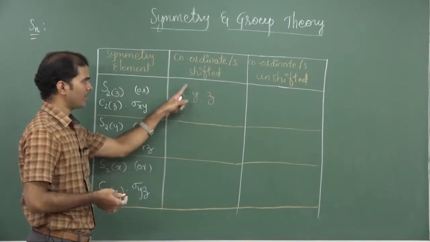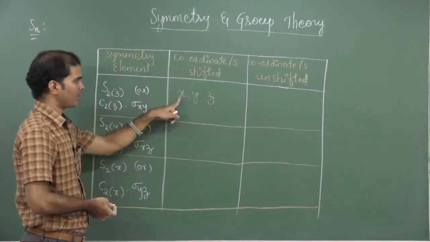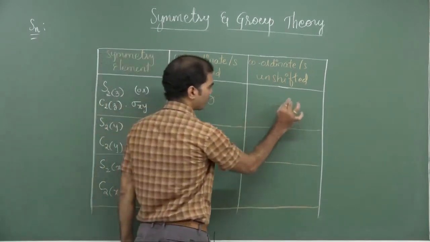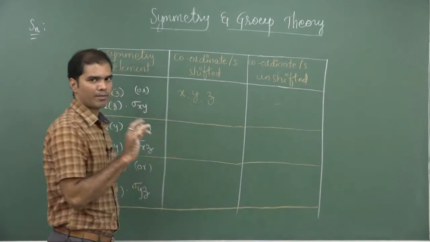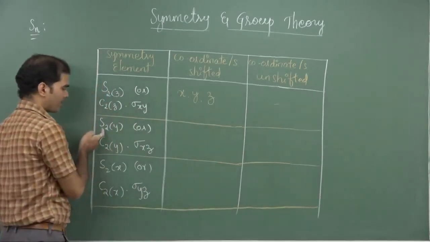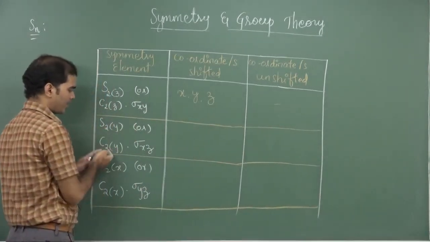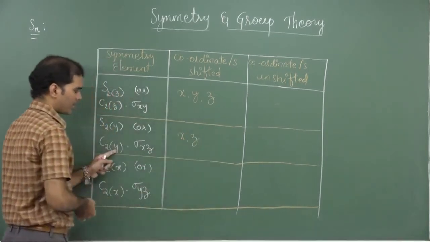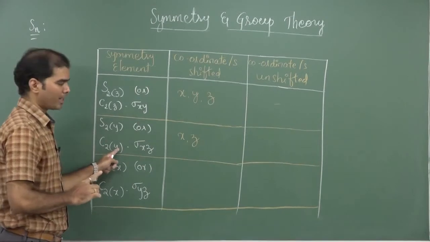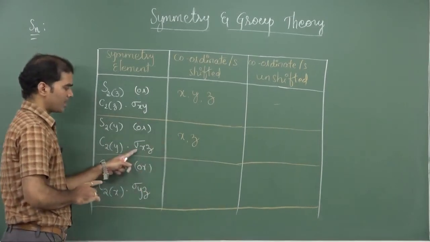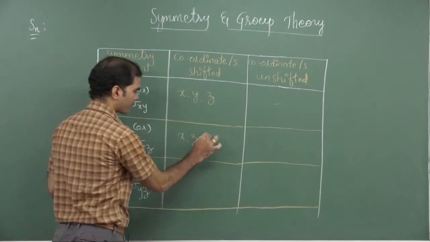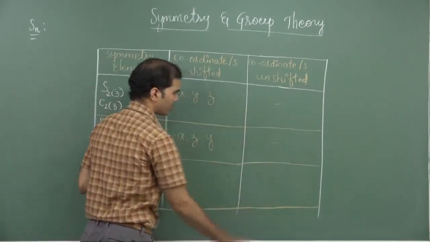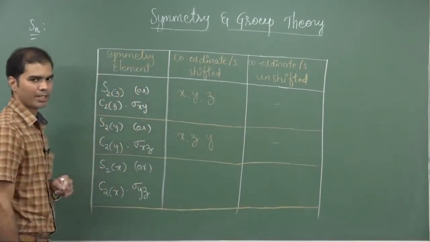We need not represent it. We are simply saying which coordinate is being shifted, those coordinates are being represented. Okay. So which is unshifted? Every coordinate will shift whenever you perform an Sn operation. Then coming to S2 along y, it is a C2 along y. Since it is along y, y will remain intact, x and z will exchange, but it is a sigma along xz, so y will also shift. All the three coordinates are being shifted, there is no coordinate which is unshifted.